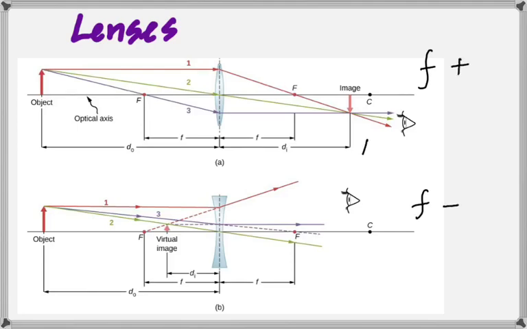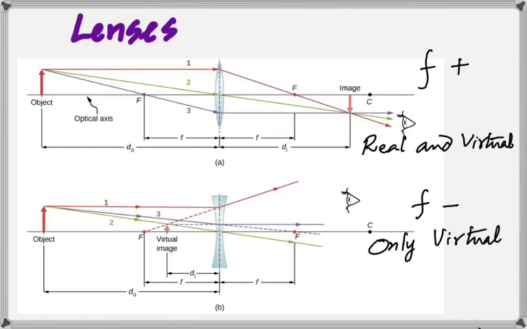All right, so I've written both of that down. A convex lens can produce both real and virtual image, but a concave lens can produce only virtual image. Why? Because it has a negative focal length. That's a concave lens. Is that clear? One more question before I leave this. Can a convex lens produce a virtual image? Yes. Where should the object be? Inside the focus, between the lens and the focus. So just remember that also.